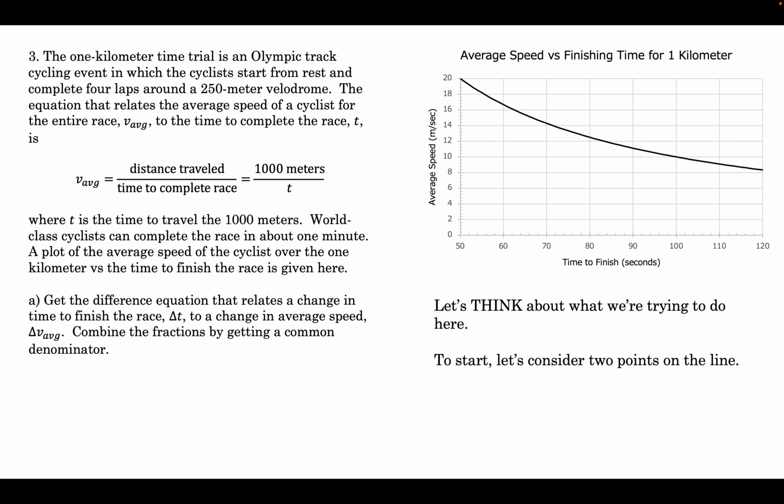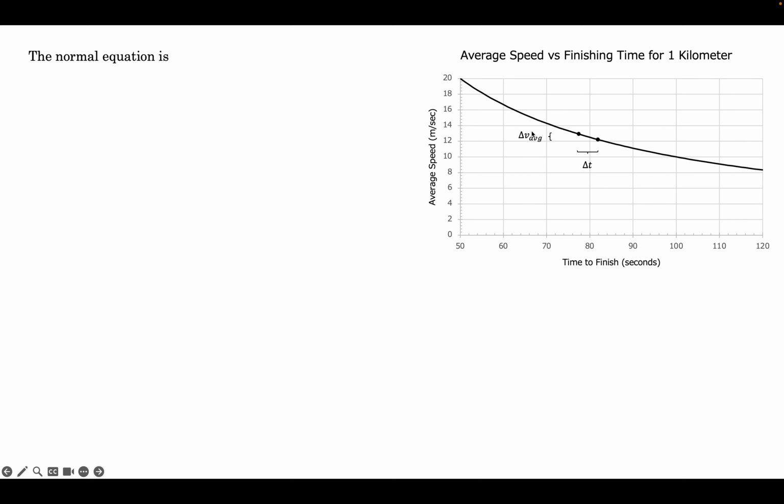So let's consider 2 points on the line. Up here, there's one, there's another. These have differences. We want to get a relationship between the vertical change, which is delta V average, and the horizontal change, which is delta t. So if my time changes by this much, how does my average speed change? That's what the difference equation is.